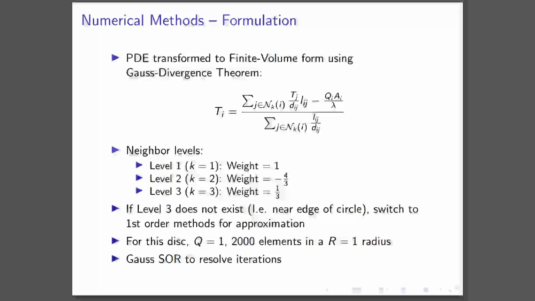Each neighbor level for this summation that you see on screen is given as such. Level 1, which is the nearest neighbors, has a weight of 1. Second neighbor level, k equal to 2, has a weight of negative 4/3. And third neighbor level, at k equal to 3, has a weight of 1/3. If level 3 does not exist, i.e. near the edge of a circle, we swap over to our first order method for those near-edge circle pieces. For this disk, q is equal to 1, there are 2000 elements, and the radius is equal to 1. Gauss-SOR is used to resolve each of our iterations here.